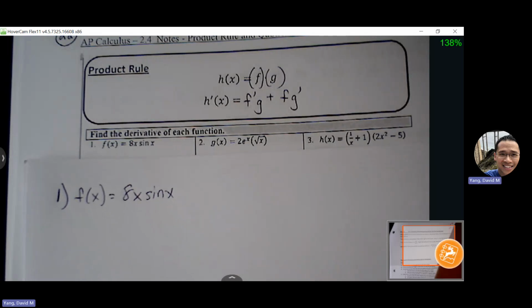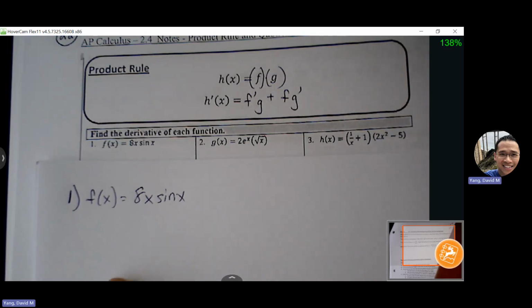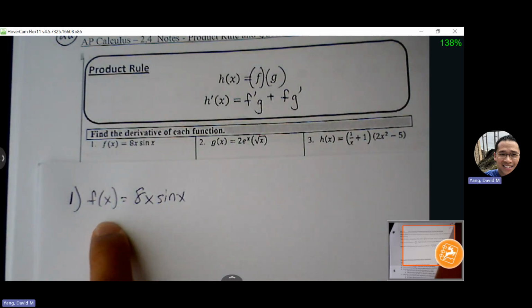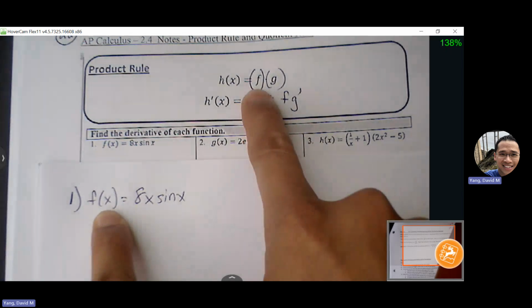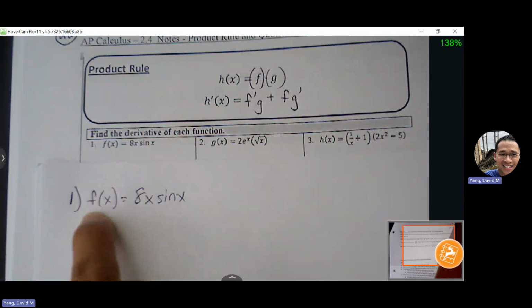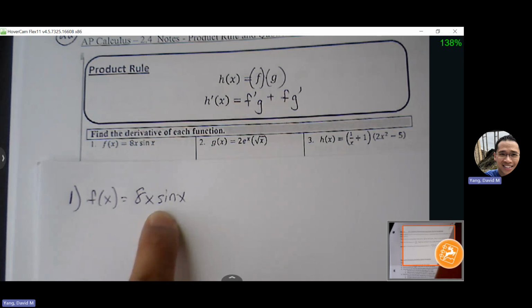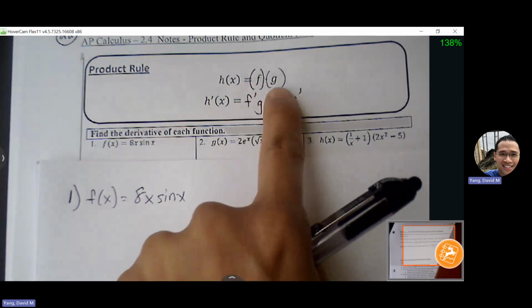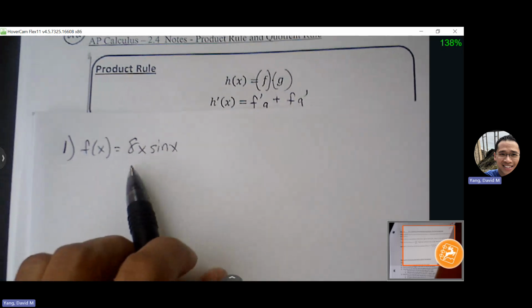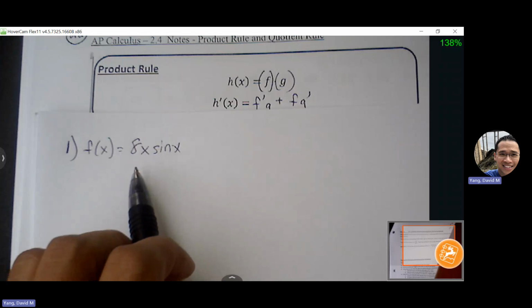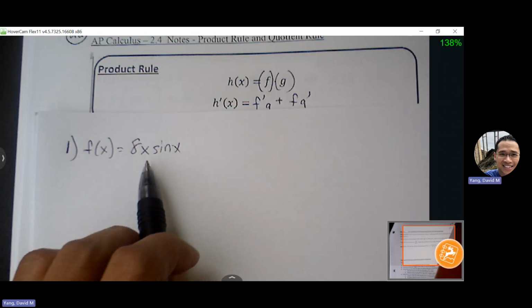Number 1 says find the derivative of each function. There is a repeated notation here. This f is not the same thing as this f. This is the name of the function, but we're going to call the different parts of my function an f and a g portion. We can clearly see that this is not just one expression, right? This is 8x times sine of x.